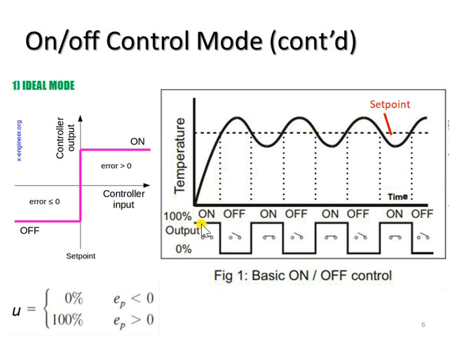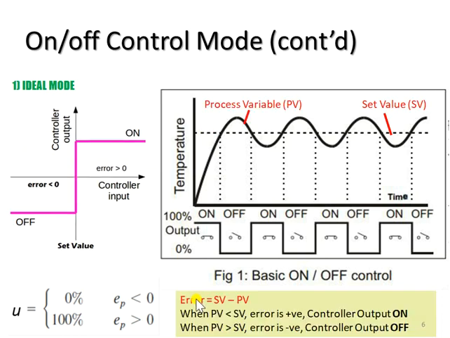the input of the process, which is the controller output. So when the process variable is less than the set value, or we can say that the error is given by this equation, which is SV, the set value, minus the process variable.